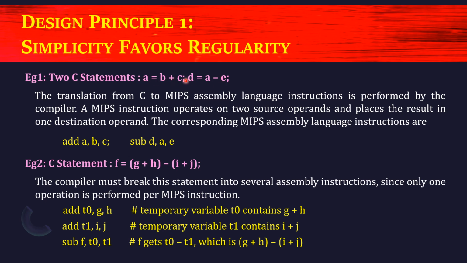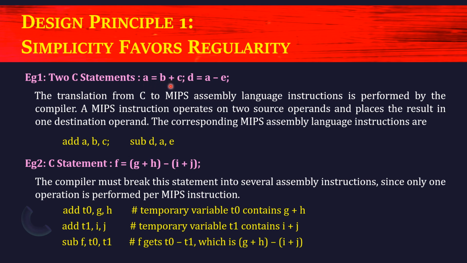We need a translator to convert these C statements into MIPS assembly language instructions. The translator is nothing but the compiler. So the compiler translates the C statement into MIPS assembly language instructions. As we know, a MIPS assembly language instruction operates on 2 source operands and the result is placed in one destination operand. So the corresponding MIPS assembly language instruction for the statement A is equal to B plus C is add A, B, C.